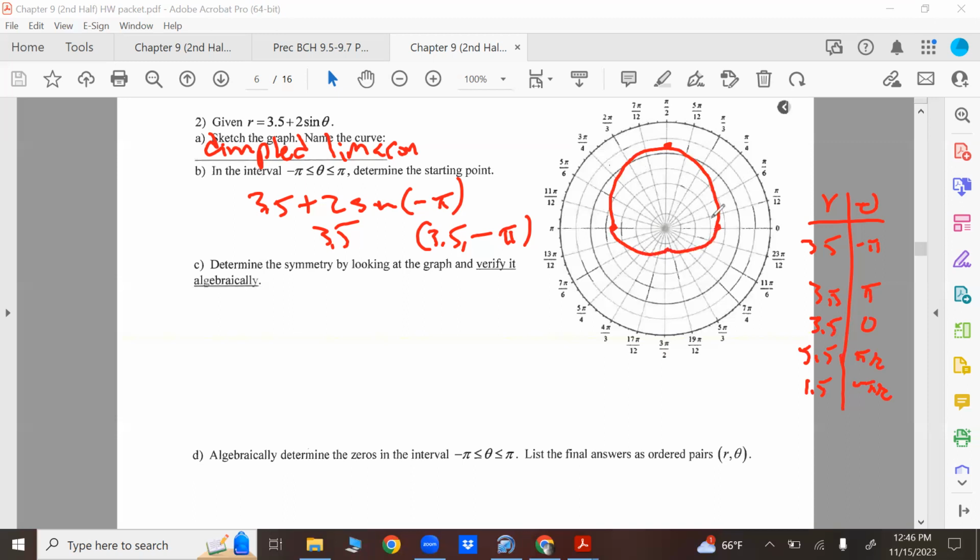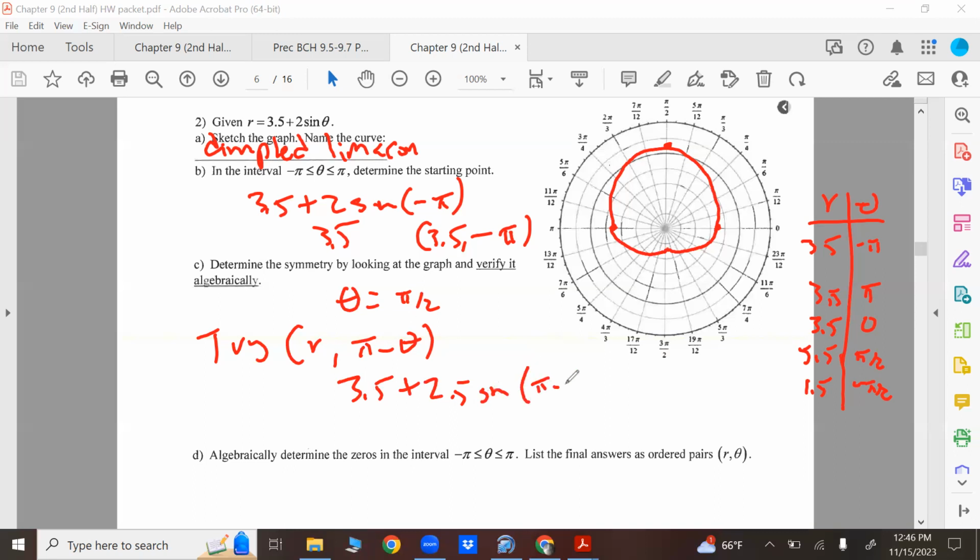Is that what you guys got? Okay. Determine the symmetry. It's definitely symmetrical about pi over 2. So you want to try perhaps this. To verify that symmetry, you should have 3.5 plus 2.5 times sine of pi minus theta equals r. Well, sine of pi minus theta, that's in the second quadrant. That's still going to be the same thing. So it's verified.